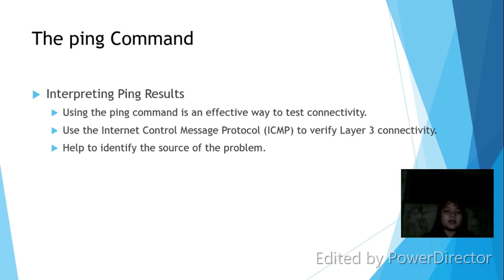The ping command, interpreting ping results. Using the ping command is an effective way to test connectivity. Used to interpret Internet Control Message Protocol, or ICMP, to verify layer 3 connectivity. Helps to identify the source of the problem. So the ping command lets you see the connectivity of the PC or the end devices.